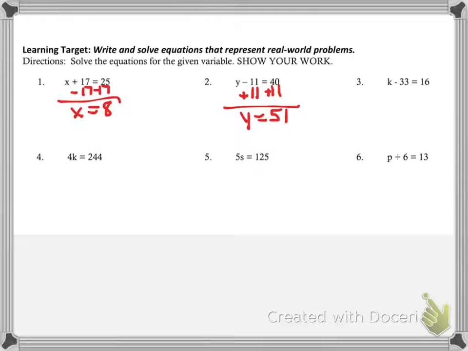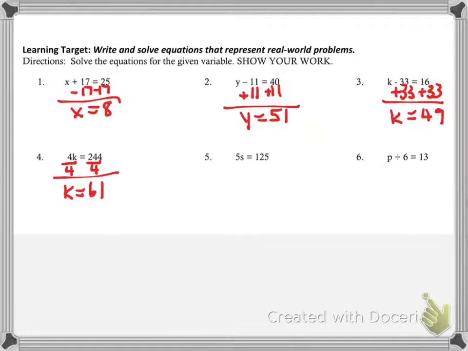There's number 2. Number 3, I have subtraction again, so I'm going to add to undo it. So I'm going to add 33 to both sides. And that gives me k equals 49. All right, there's number 3. Number 4 is multiplication, so I will divide. And that means I'm going to divide both sides by 4. And that gives me k equals, well, 244 divided by 4 is 61.